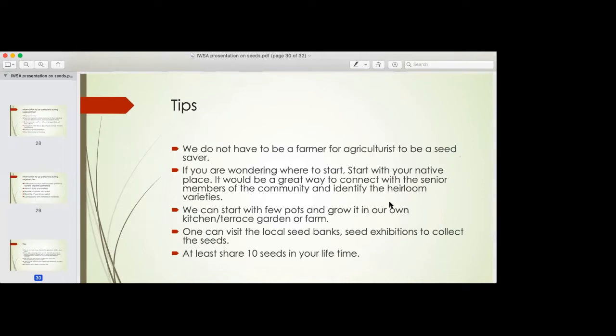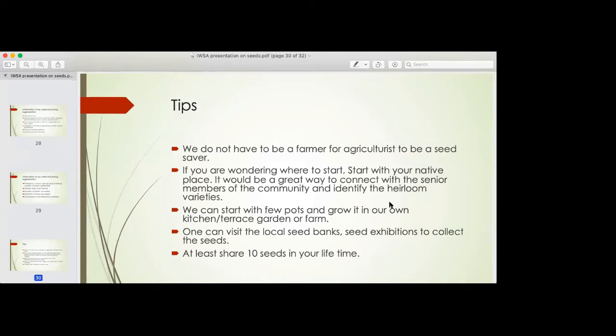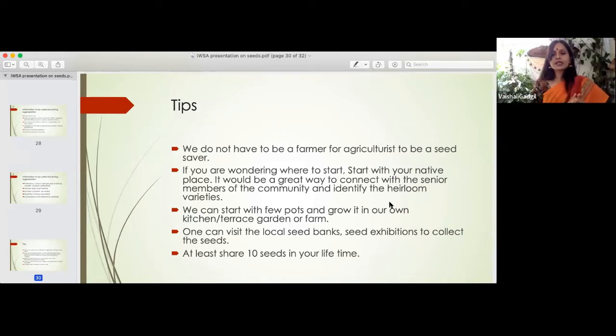So the tip that I started off with, I had no seeds. The best thing for me was to visit farmers, stay with them, and ask for heirloom seed. I went to my native place, met the old community over there, collected some seeds, and then started off with my terrace garden. That's where I propagated the seeds. I got my confidence and then moved to the farm.